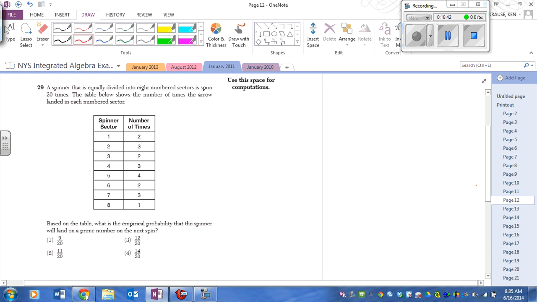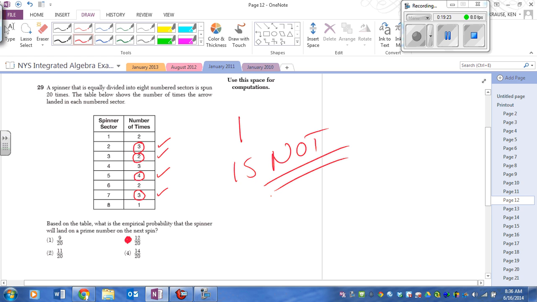A spinner is equally divided into 8 numbered sections. So it's obvious that it was spun 20 times. This is empirical probability. Empirical just means the experimental, what happened in the experiment, that the spinner will land on a prime number on the next spin. So this is prime, this is prime, this is prime, this is prime. So that's 4. 4 more is 5, 6, 7, 8, 9, 10, 11, 12. So it's 12 out of 20. Number 1 is not prime.